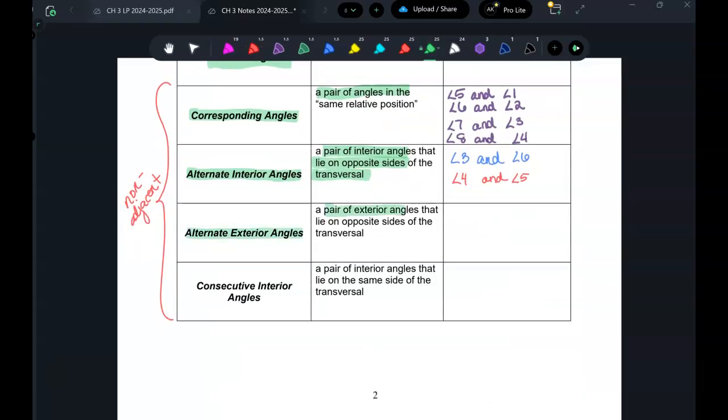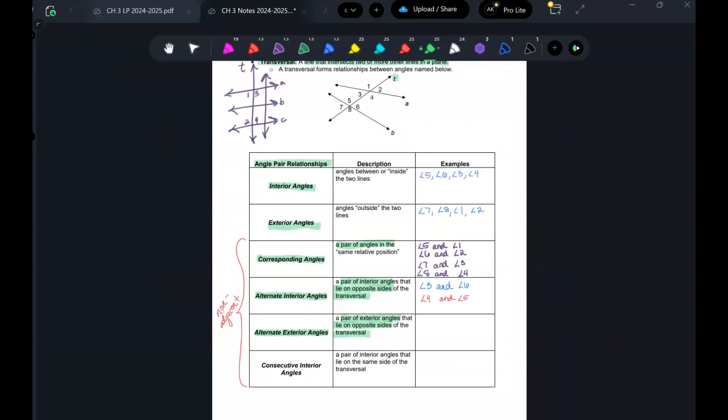Okay. Next one, alternate exterior angles. Along those same lines, they are a pair of exterior angles that lie on opposite sides of the transversal. Good. 1 and 8. And 7 and 2.